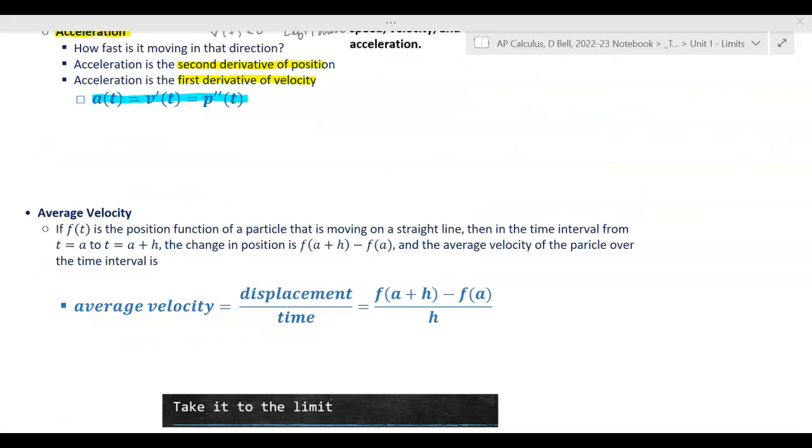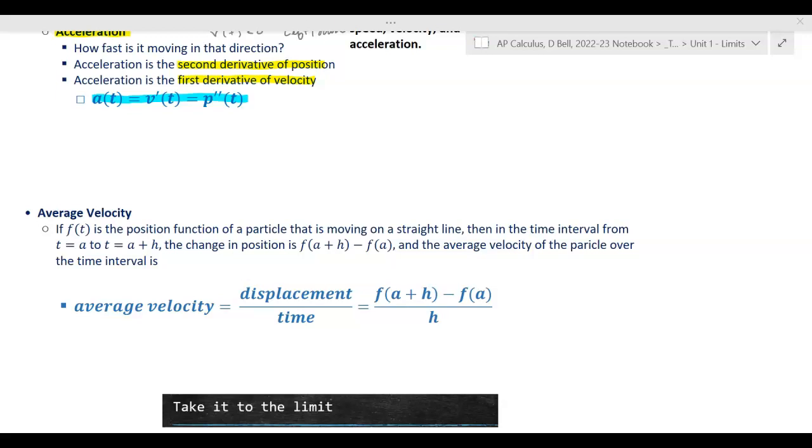So throughout the course, we will do lots of examples with motion, position, velocity, and acceleration. Let's talk about average velocity for a second. If f of t is the position function of a particle that is moving on a straight line, then in the time interval from t equals a to t equals a plus h, the change in position is f of a plus h minus f of a, right? That's the y minus y.